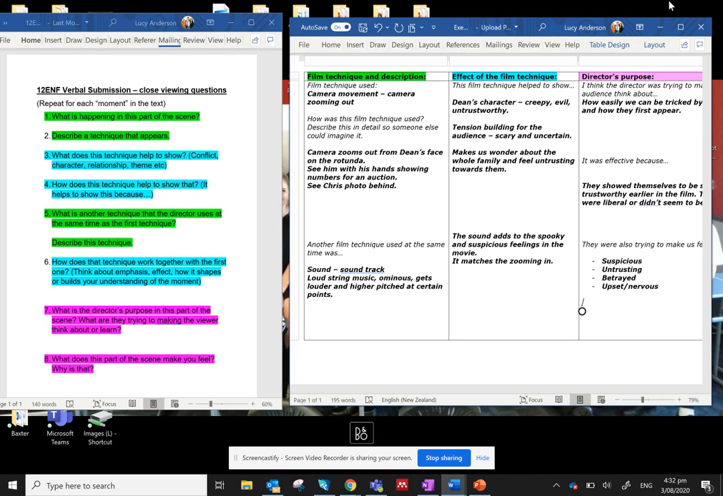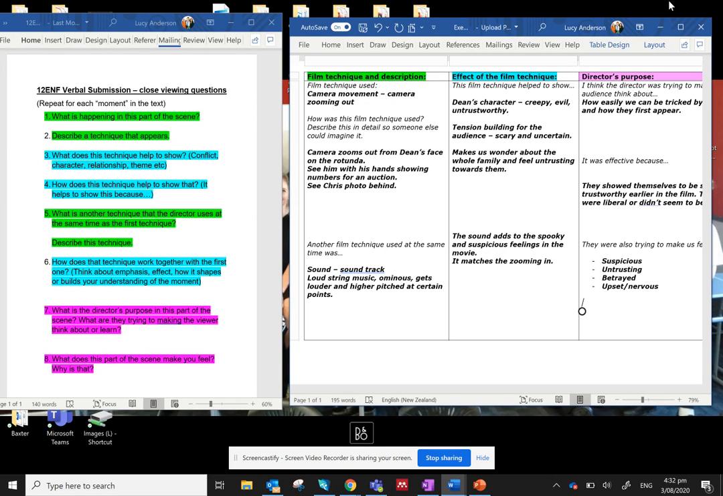We see that when the camera zooms from close to Dean's face when he's standing on the rotunda, it zooms out, and so we can start to see his hands, which are making gestures as to the amount that he's selling Chris for at the auction. And we can also see a picture of Chris sitting behind on the rotunda gazebo thing.